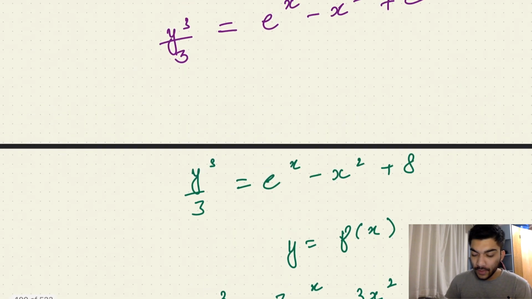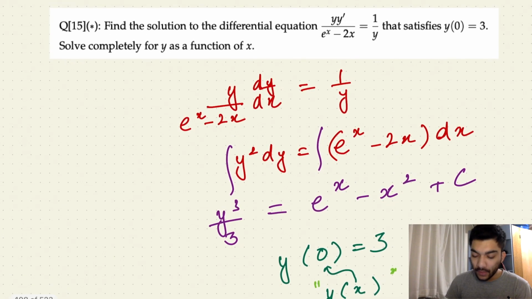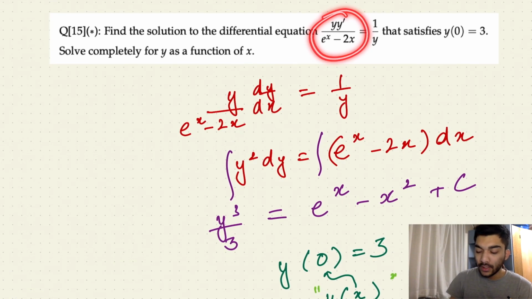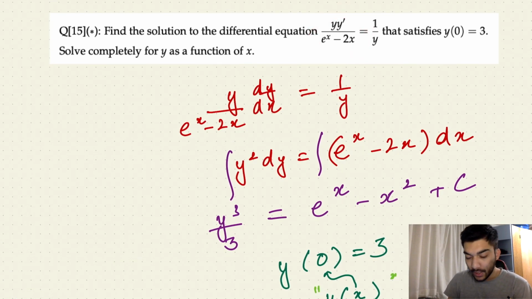So that's it for this video. Again, the main takeaway from this video is a different notation that we use to represent dy by dx. It doesn't matter if you see y prime or y dash or dy by dx, they are basically the same thing.